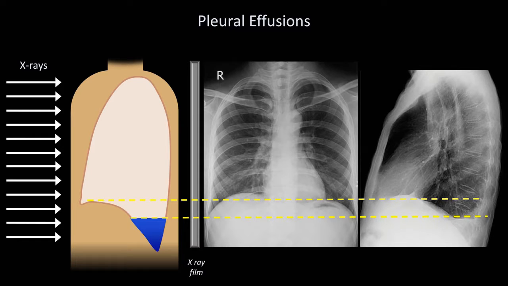The general rule is that small effusions will be visible first on the lateral film before they become visible on the PA film. In fact, it can take several hundred cc's or milliliters of pleural fluid to accumulate before it can be seen on the PA.